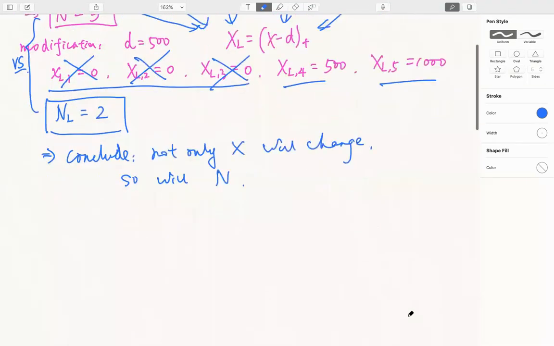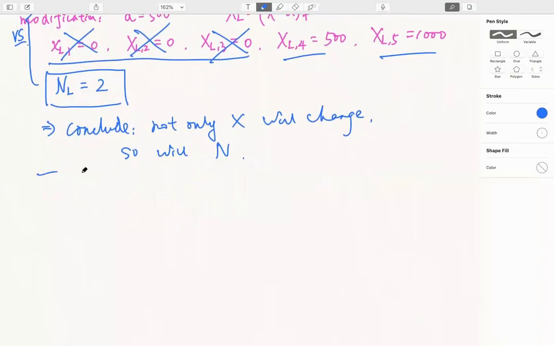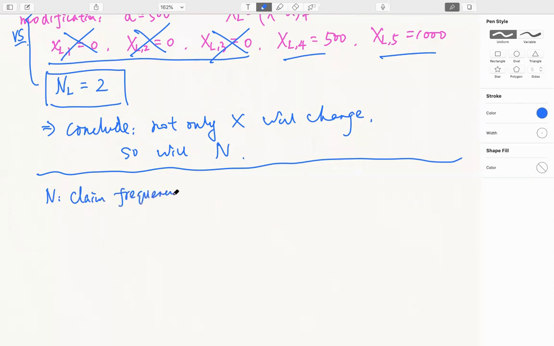Okay, that's the motivation. So now let's do some theoretical analysis. Let's say N denotes the claim frequency. Obviously before we apply the deductible, we have a sequence of IID random variables, where Xi is the i-th loss.